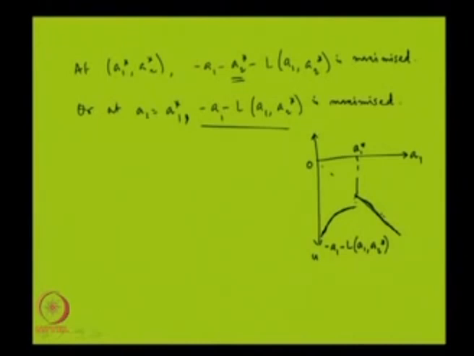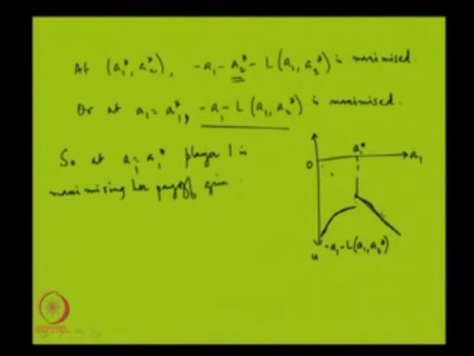Okay. Now we have got the complete picture that only at a1 equal to a1 star, the payoff function of player 1 is maximized, given a2 equal to a2 star. What about player 2, from player 2's point of view? Is a2 star the best action for him given player 1 is taking a1 star?